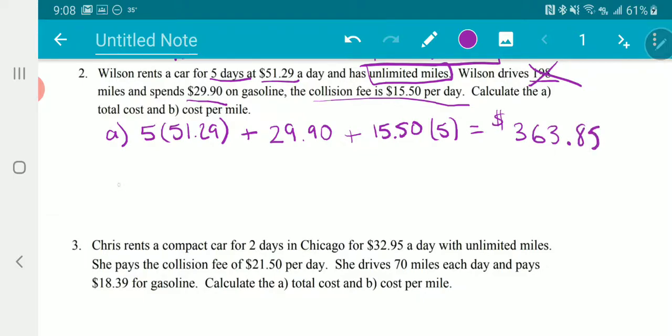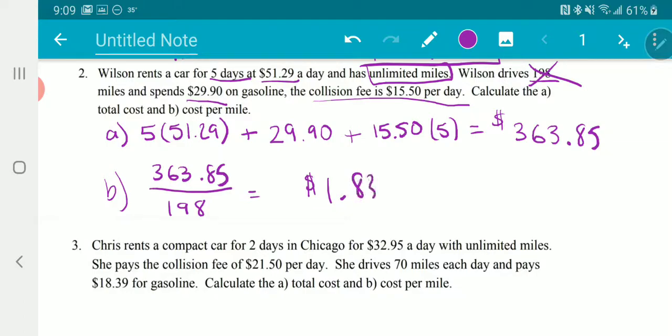$363.85 here. Again, my Part B is cost per mile, so I'm taking that total cost of $363.85 and dividing it by the number of miles, which is 198, to get my final answer. So this one costs a little bit more than the car in problem 1. This one's going to end up costing $1.83, but there's a 7 there, so when we round to the nearest cent, it's going to be approximately $1.84 per mile.